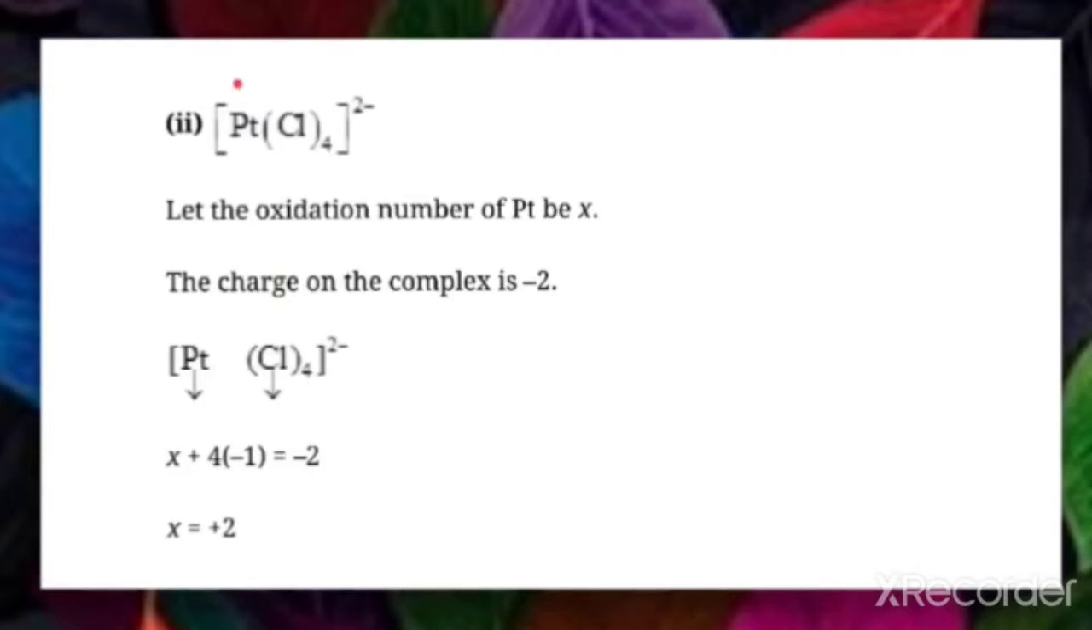Next problem, [PtCl4]2-. Here you keep X for Pt because we are finding the oxidation number of the central metal ion. Cl has one negative charge, so -1 into 4, because 4 Cl are there, and that is equal to -2. Why -2? Because the overall charge here is -2. When you solve it, you get +2, which is the oxidation number of Pt.